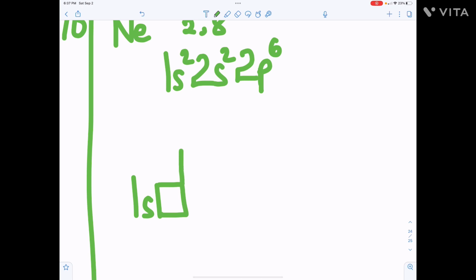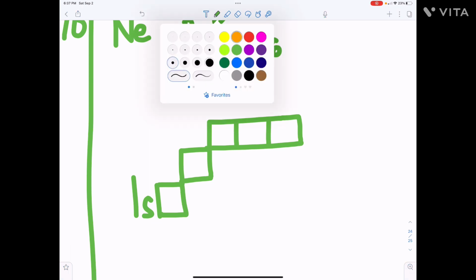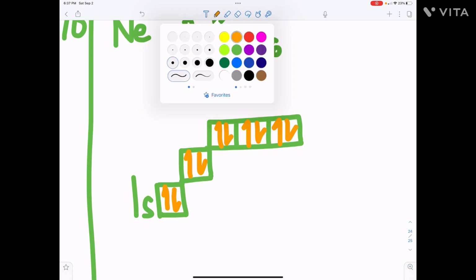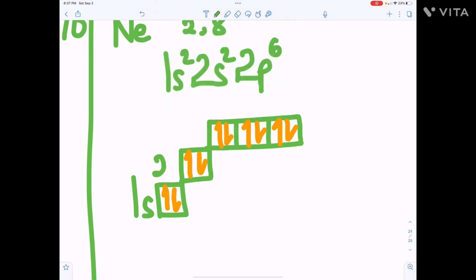1s2, 2s2, then 2p what? 6. 1s2, 2s2, 2p6. 1, 2, 3, 4, 5, 6. That's the quantum electron configuration of neon. Let's go to the next element.